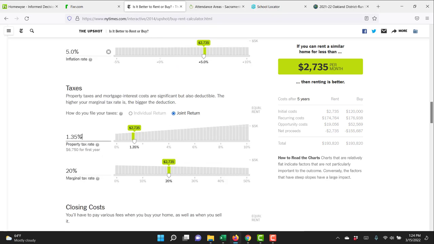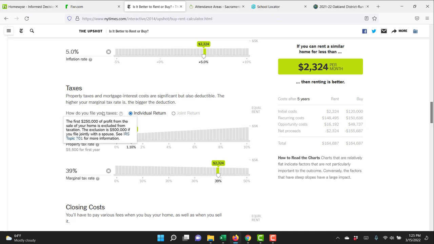Okay, taxes. Property tax in California is only around 1.1% in most places. And this is cool too. It even asks you how you file your return. So if you're an individual versus a joint, that actually makes a difference. See, it's 2652 as a joint return. Oh, I guess it didn't. Okay, I bet there's some scenario where it does affect.